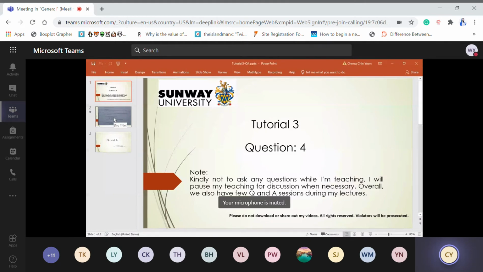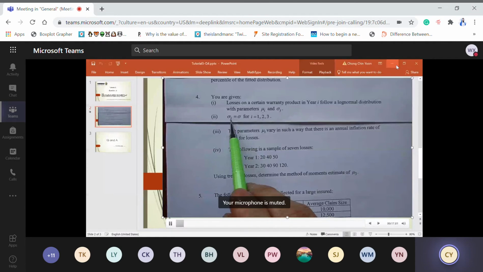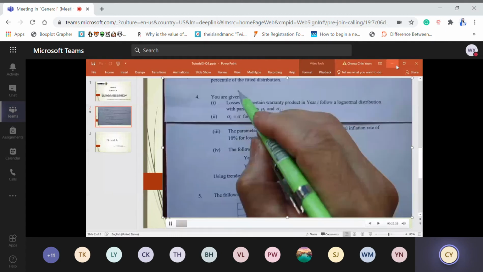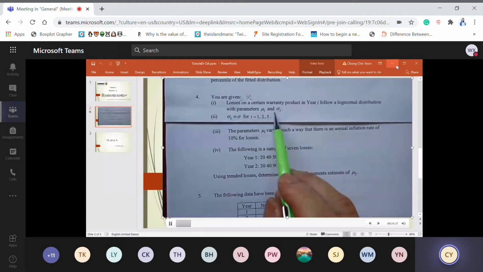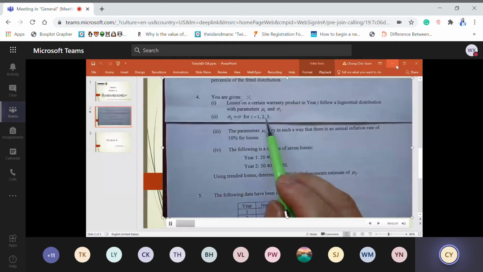Number 4, you are given the following. First, losses on a certain warranty product in year i follow a lognormal distribution with parameters mu i and sigma i. Second, sigma i is equal to sigma for i is 1, 2, and 3. Now we let Xi be the loss random variable, which is lognormal distributed with these parameters in year i, where the sigma i is a constant, which is sigma for the years 1, 2, and 3.